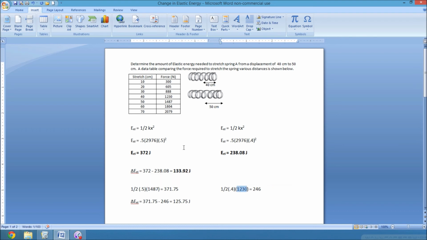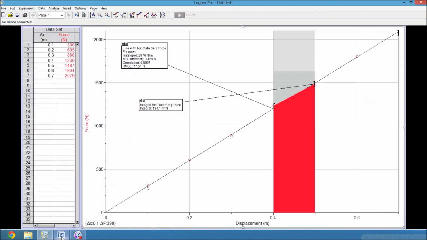I probably should have used F equals kx to get my numbers using the k value, 2976, and probably would have gotten there, but still it's in the ballpark here. So that's doing it graphically, taking the area of this triangle here and subtracting off the area of this triangle here.